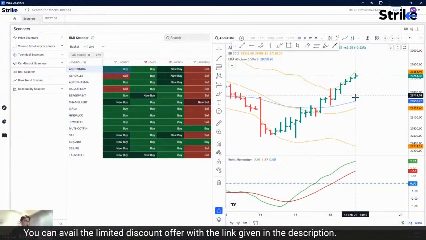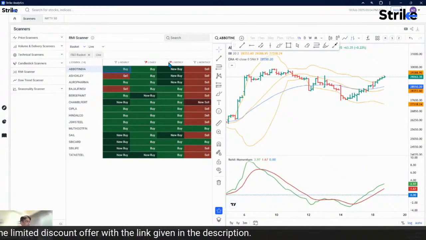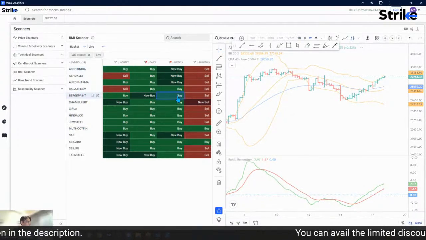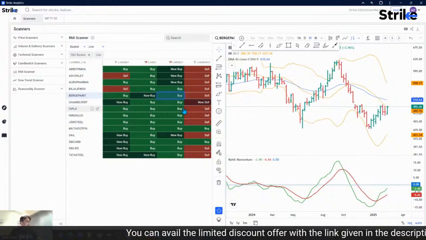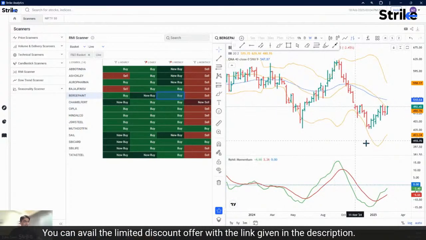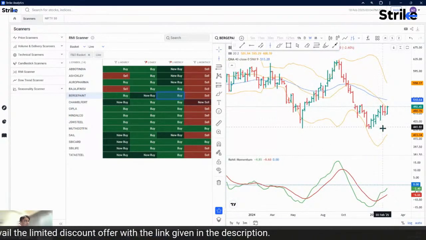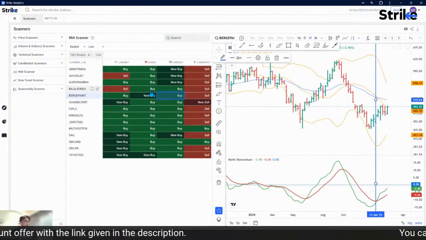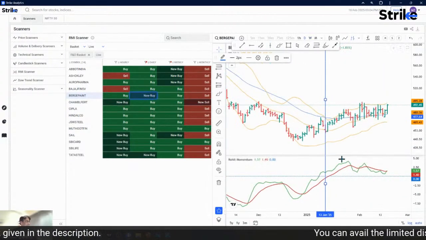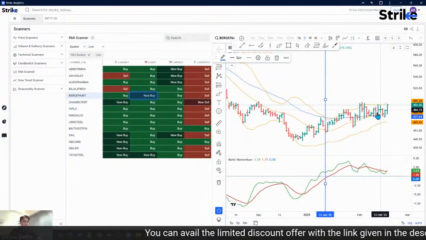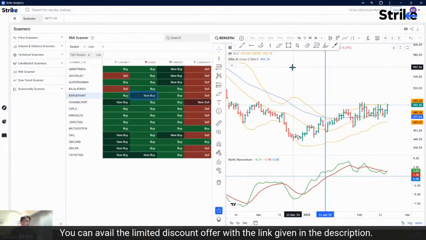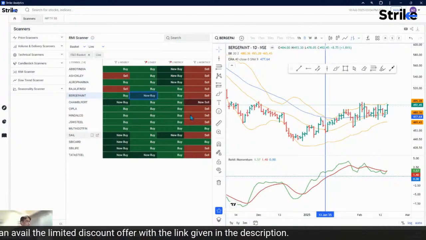Right. So now we have to understand that if I'm a short-term trader, there is a buy signal in Berger Paint. The RMI is in a buy mode on the daily, so the buy mode was generated over here. On the daily, it is in a new buy mode, so it is just a little bit above. The prices are also above the averages. This way you can now create a watch list of this.